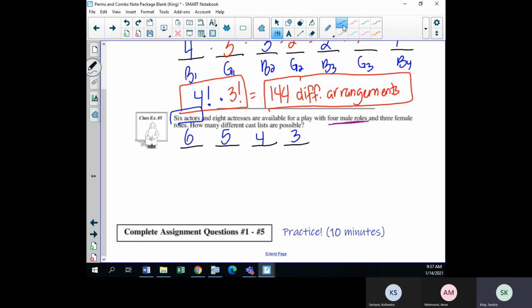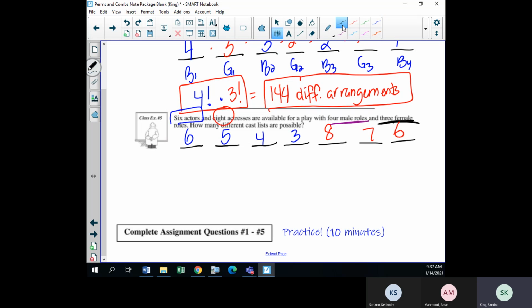And that takes care of the males. And then there's going to be 3 female roles. So 3 female roles, and there were 8 actresses to choose from. 8, 7, 6. Or here's how your book did it.